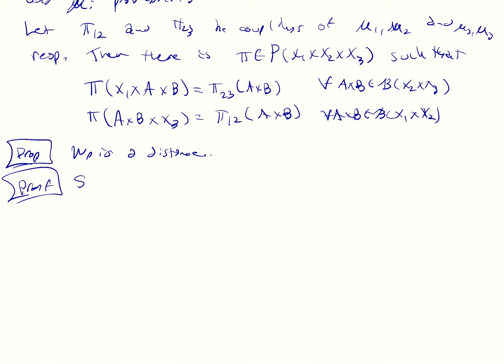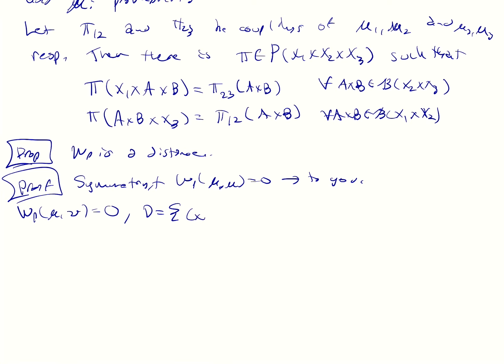Our proof, I'll leave symmetry and W_p of mu with itself is 0. And then we'll pick up where W_p of mu and nu equals 0 to show that mu equals nu. So I'm going to let D be the diagonal.